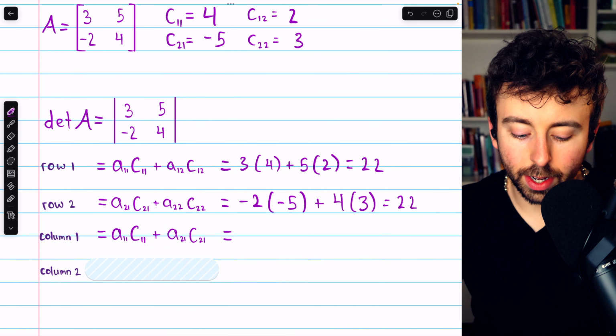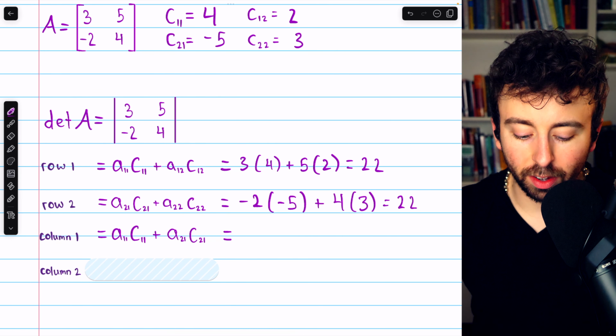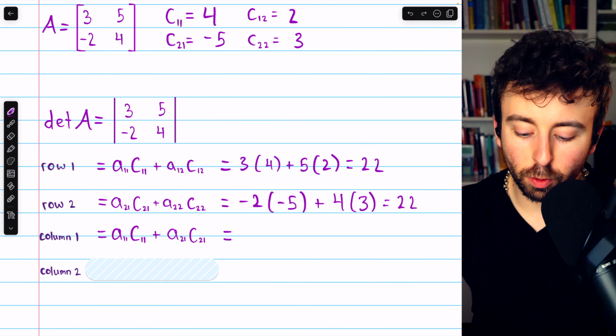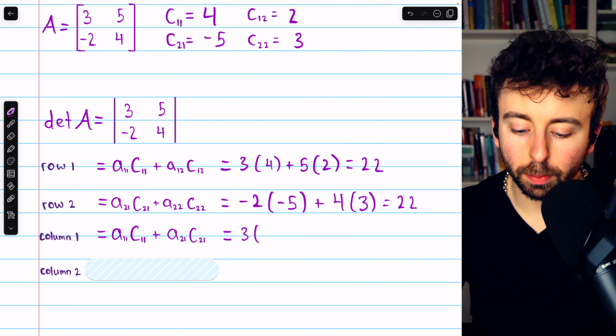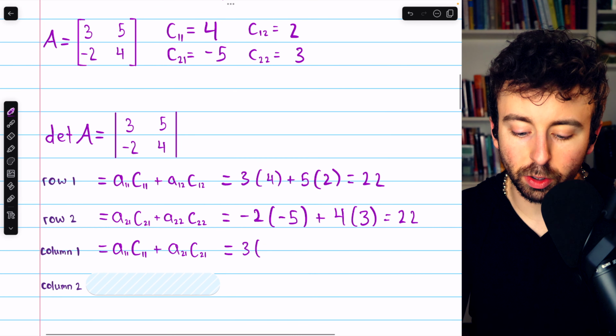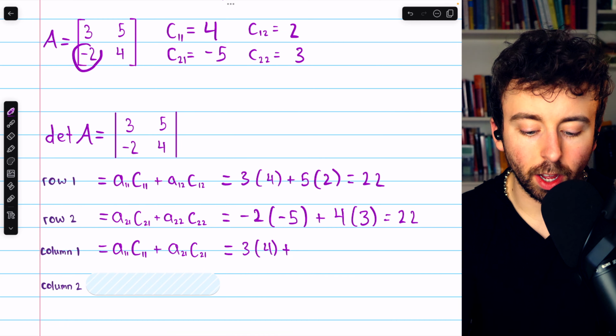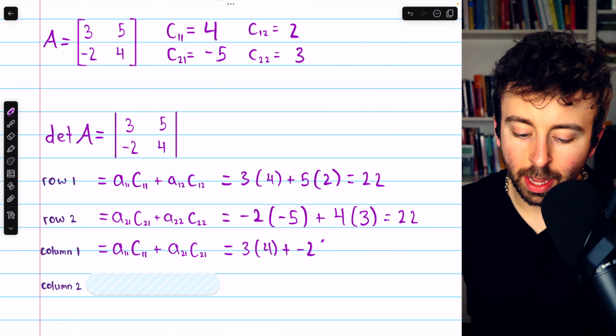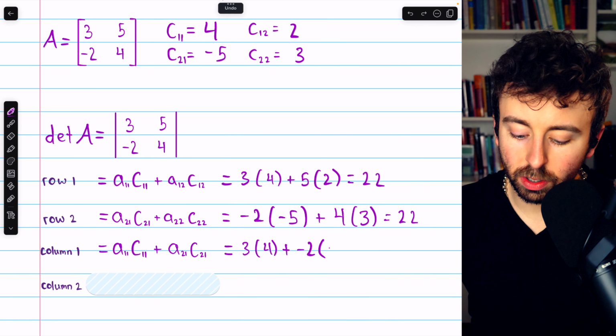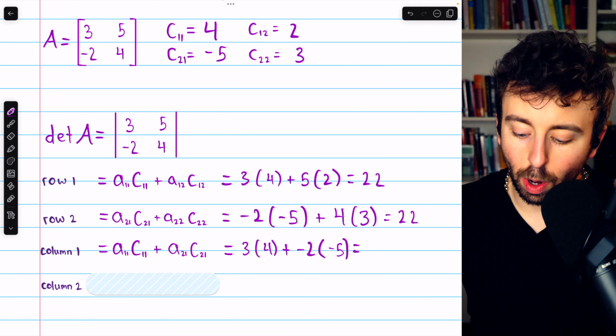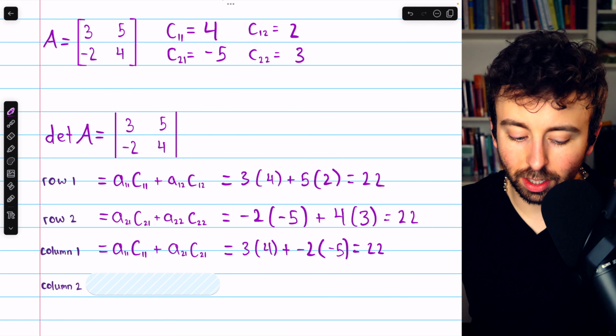Then the cofactor expansion across column 1: we take the first entry from column 1, which is 3, and multiply by its corresponding cofactor, which we calculated to be 4. And then go to the next entry in column 1, which is -2, and multiply by its cofactor, which is -5. This is 12 plus 10, so 22.